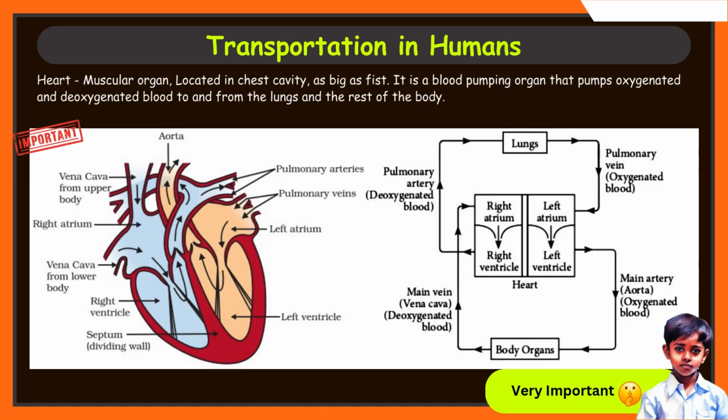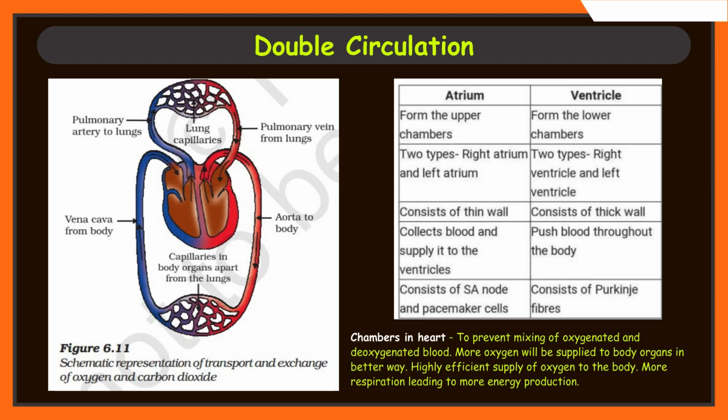Any disruption to these systems can lead to serious health consequences, highlighting their vital importance in maintaining life and health. Double circulation refers to the two distinct pathways through which blood travels in the human circulatory system, ensuring efficient oxygenation and nutrient delivery. This sophisticated mechanism involves two separate circuits, pulmonary circulation and systemic circulation, with the heart serving as the central pumping organ divided into 4 chambers.